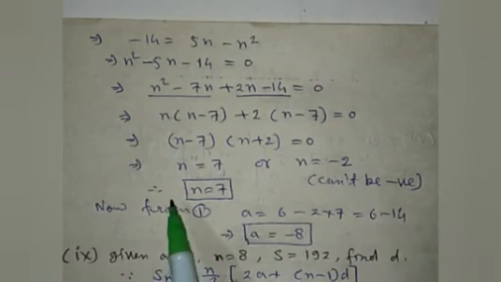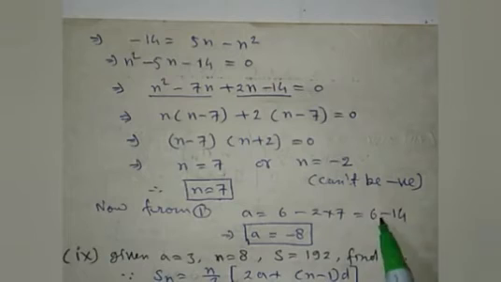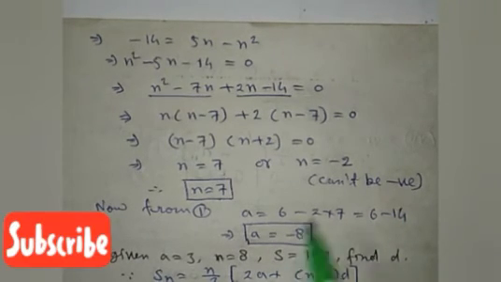But a negative value of n is not possible. So it cannot be negative. Now n equal to 7 is possible, so it is the value of n. Now from equation 1, a equal to 6 minus 2 into 7, that is equal to 6 minus 14, which is equal to minus 8. So a equal to minus 8.